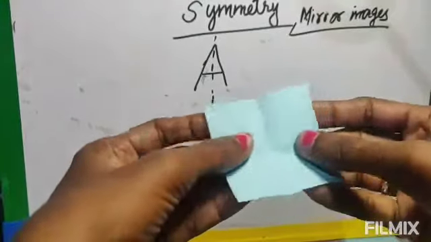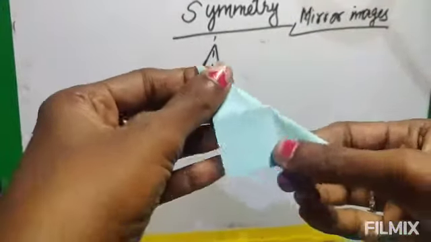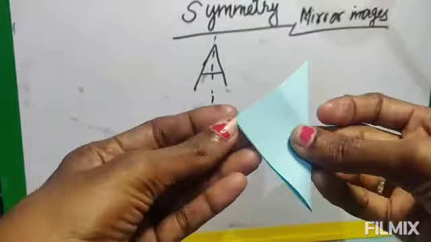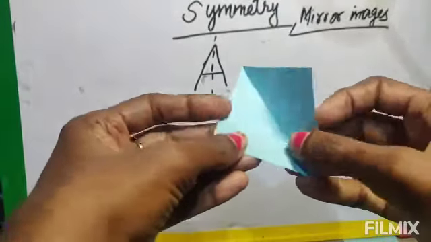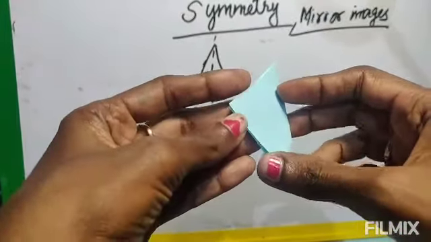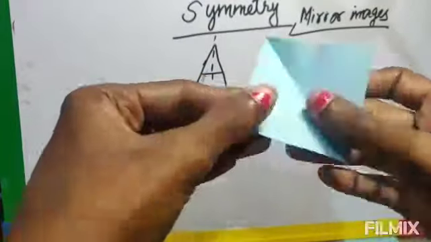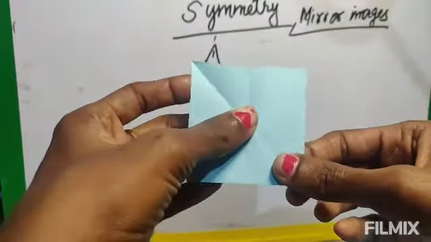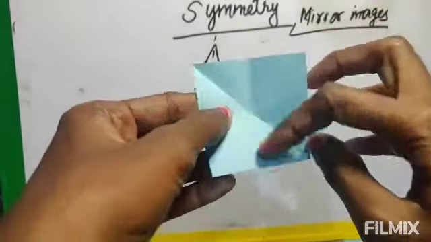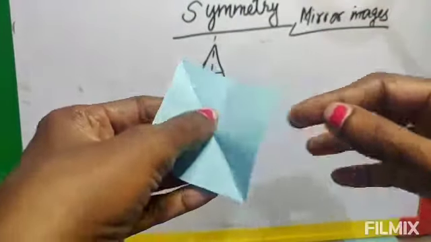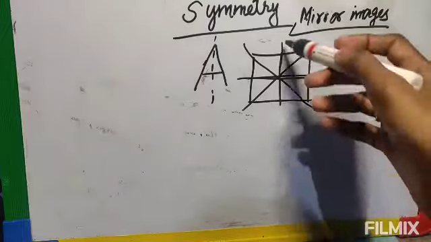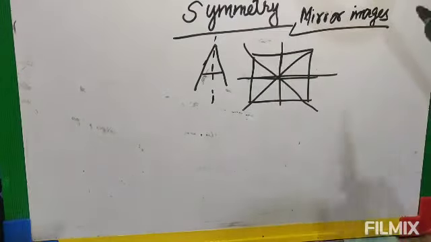Now in the same way, if I divide like this, I will get a triangle, and this also fits perfectly on each other, same size and the same shape. So this is a symmetrical figure, and these lines where we are drawing are called symmetrical lines. For a square, this is the way you can draw 4 symmetrical lines.